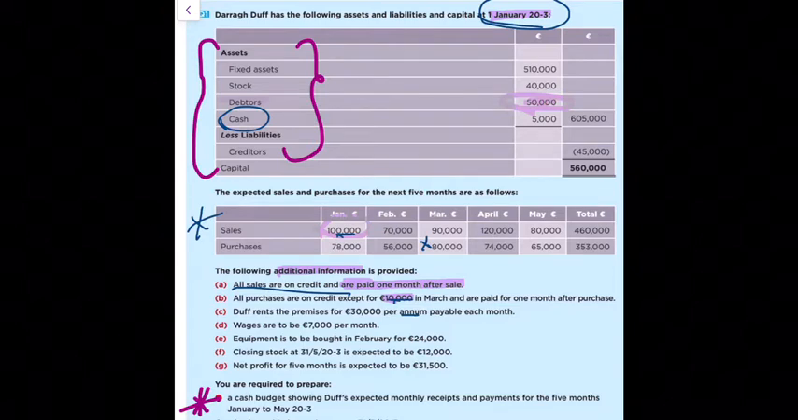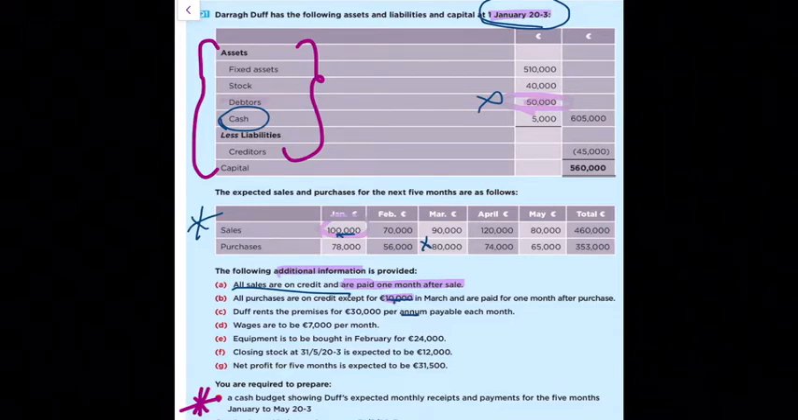Then the January sales will be paid in February. So up here, we have December sales. Our December sales of 50,000 will be paid; we will get that money in January. January sales, we'll get that money in February. February sales, we'll get that money in March, and so on. So we'll go through that when we're doing the solution.